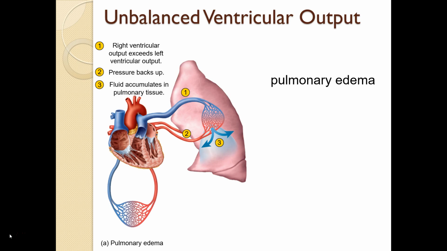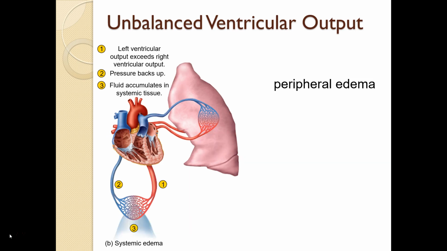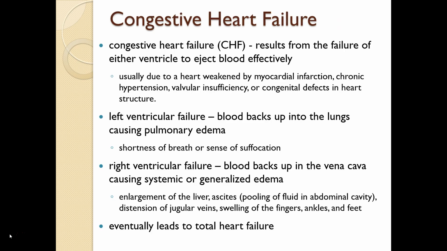The imbalance can be on the other side too. So if the left ventricle's output exceeds the right, the left side of the heart is sending blood where? To all of our tissues. If the right side is not pumping adequately, then the fluid has to stay back in the body tissues. So that leads to systemic edema, which could result in swelling, feet swelling, leg swelling, and swelling in other parts of the body. And congestive heart failure results from the failure of either ventricle to eject blood effectively. So that's heart failure.